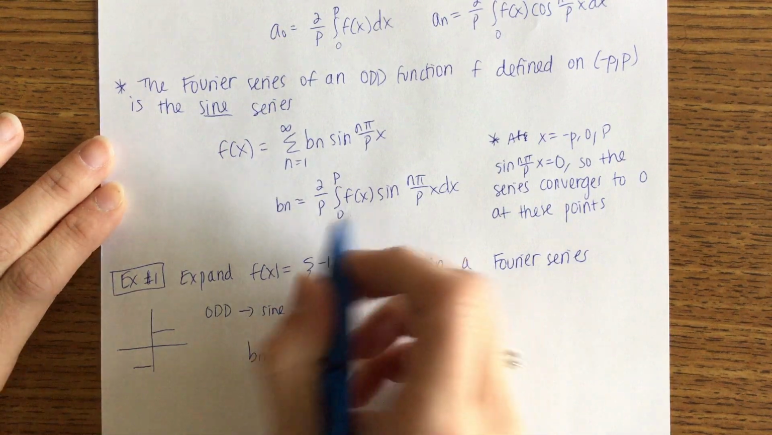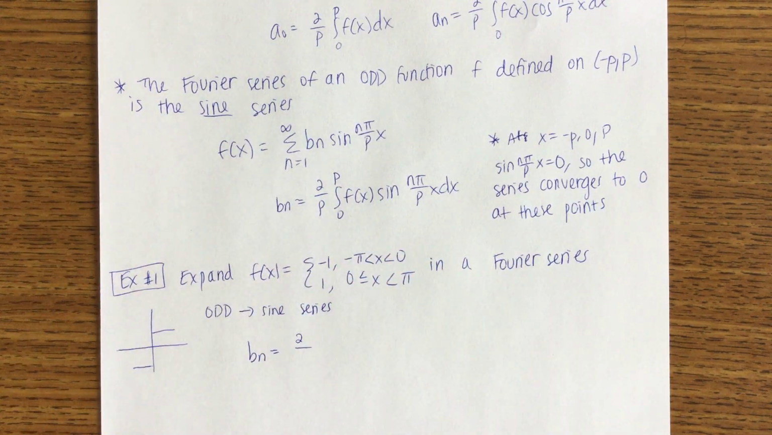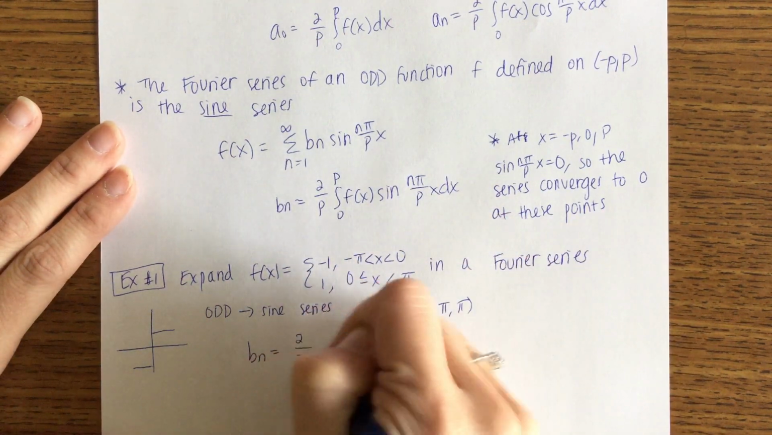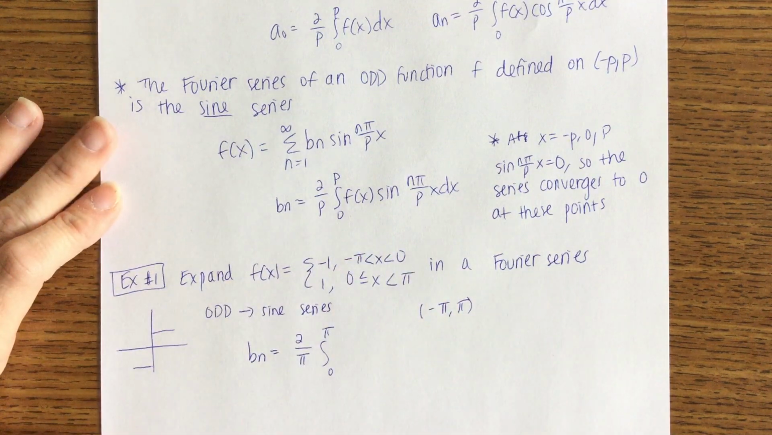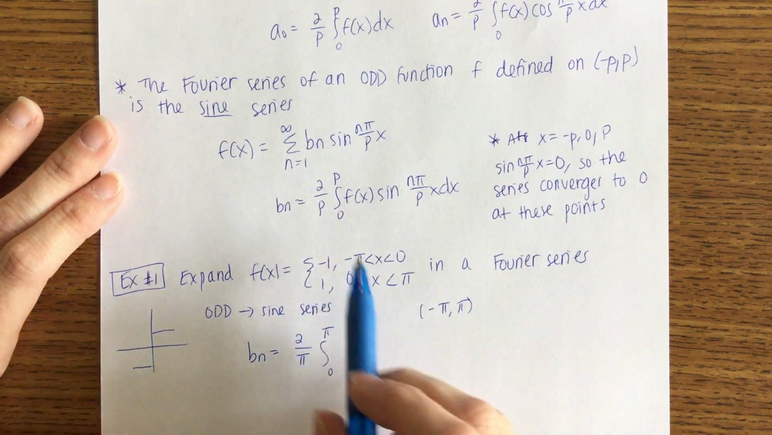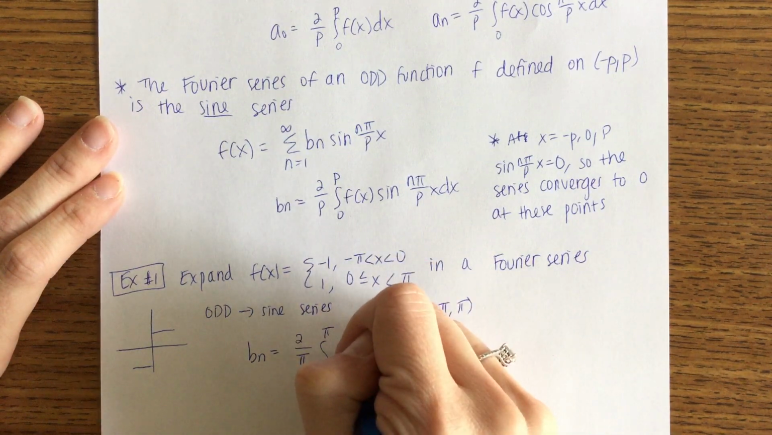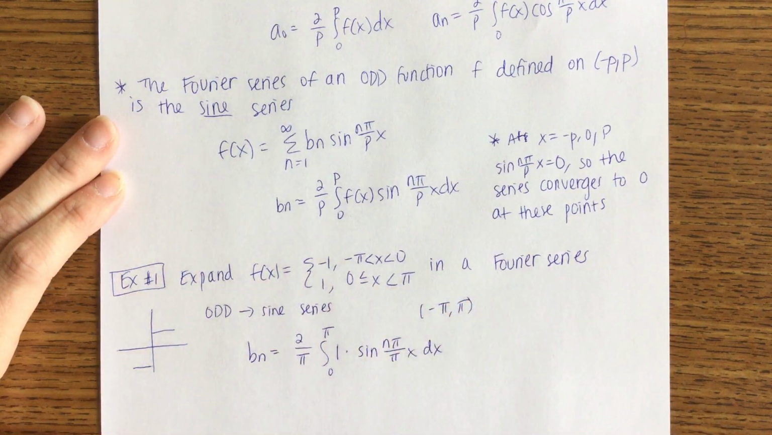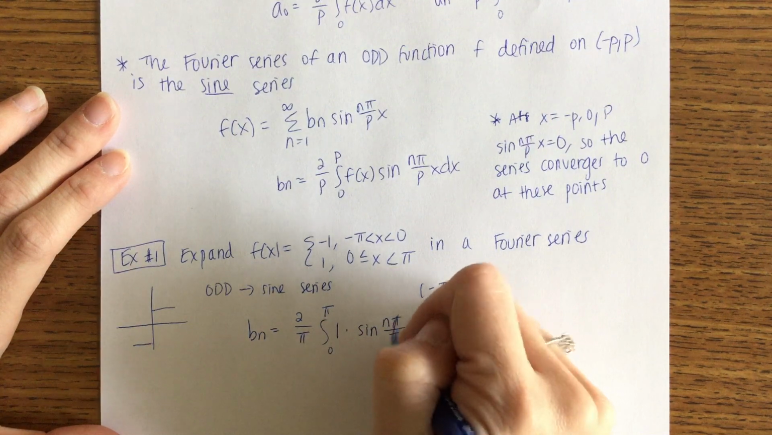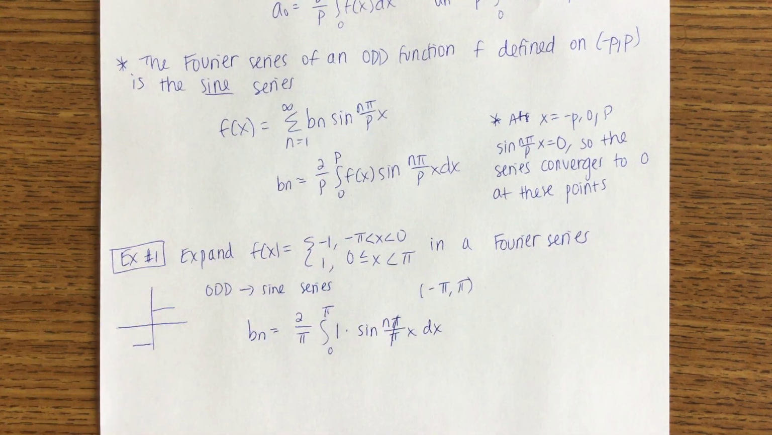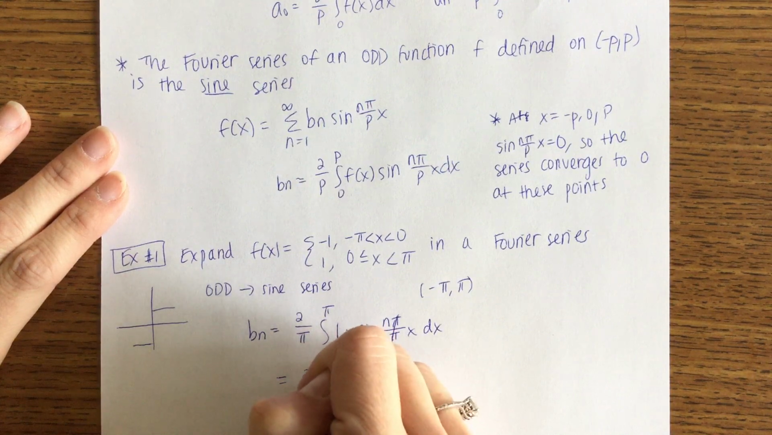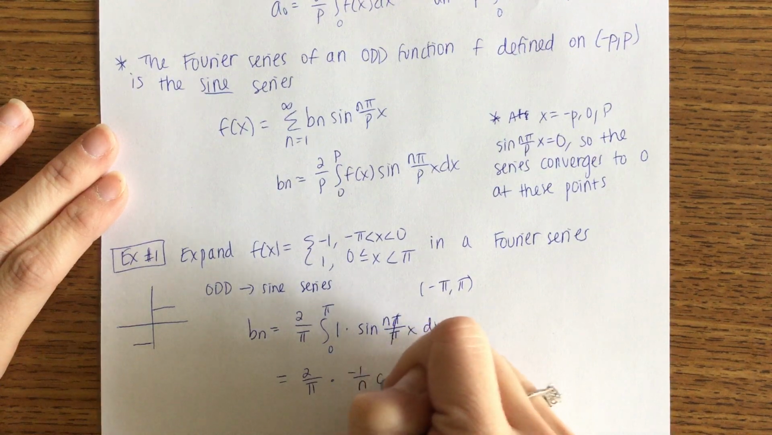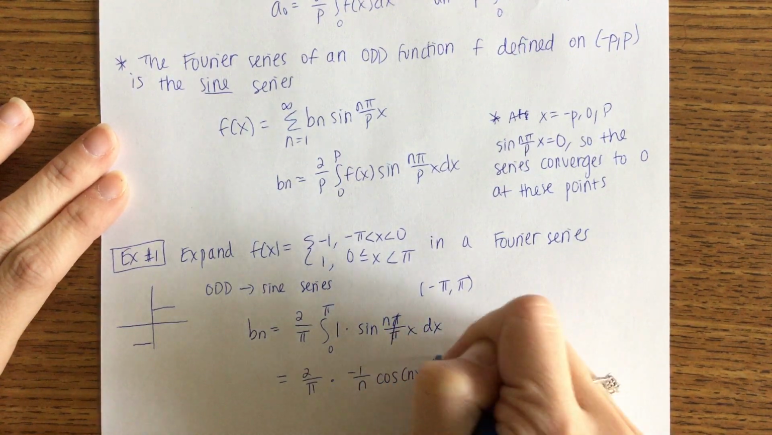So our b of n then is going to be 2 over p. What is p in this case? Pi. And that's because we're defined from negative pi to pi. So we have 2 over pi, the integral from 0 to pi. f of x from 0 to pi in this case is 1. So we get 1 times sine of n pi over p x dx. So those pi's cancel, so we're really just integrating sine of nx. So this will be 2 over pi. Integrating sine of nx, we end up with negative 1 over n cosine of nx from 0 to pi.